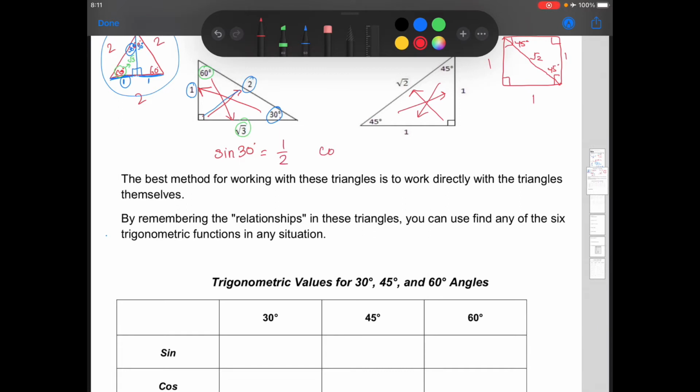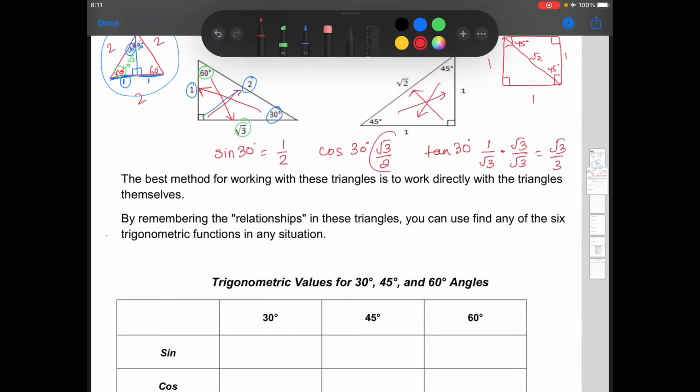Similarly, I'm going to write all those. Cosine of 30 is what? Adjacent over hypotenuse, so √3 over 2. And tangent of 30 is what? Opposite over adjacent. And I'm going to rationalize it, so this would be √3 over 3.